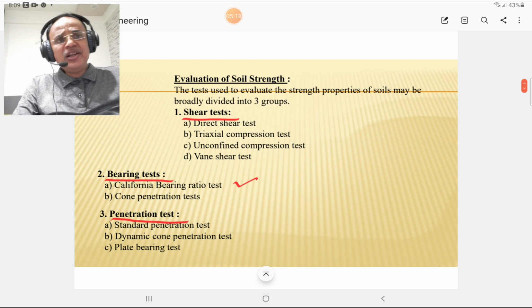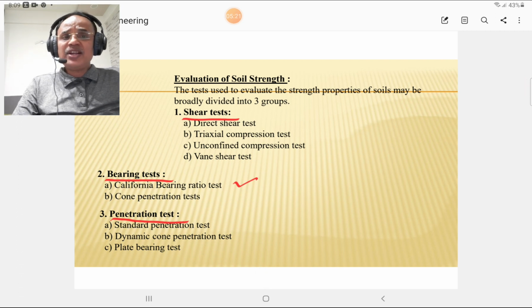How do you evaluate the soil strength? The soil strength is basically determined by three types of tests. First is the shear test, which is used to determine the shear strength of the soil, that is nothing but the cohesion and angle of internal friction. Second is the bearing test, and third is the penetration test. So you must know the shear test, penetration test, and bearing test.